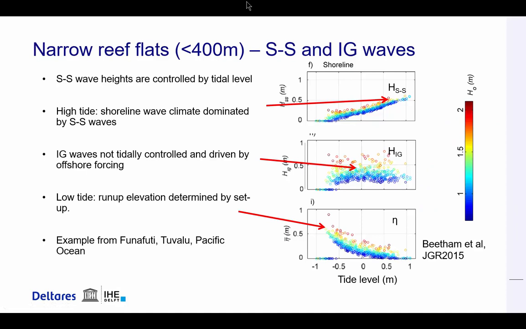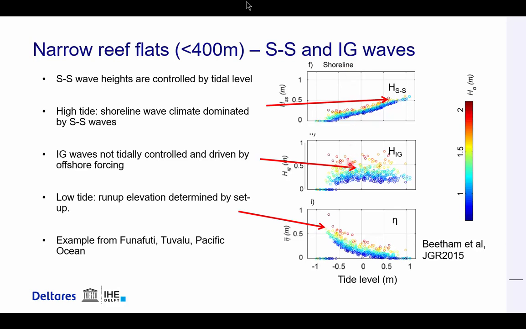So what happens to the waves on these reef flats? Here I have an example from a relatively narrow reef flat, less than 400 meters, of the island of Funafuti in Tuvalu in the Pacific Ocean. And this is a paper by Eddie Beetham of 2015. What we see here is that the sea swell wave heights are controlled by the tidal level. Tidal level is here on the horizontal axis, and you see that the sea swell waves increase in height as the tidal level increases. They're also a function of the offshore wave height. The higher the offshore wave height, the higher the sea swell wave heights at the shoreline.